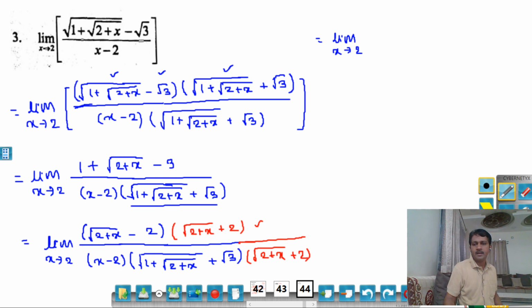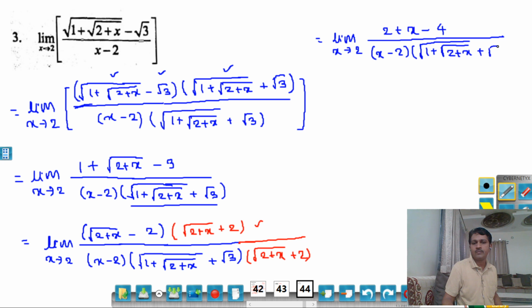So this will give me after rationalization the square of the first minus the square of the second. This complete, divided by this term as it is, this term as it is, and this term also as it is.